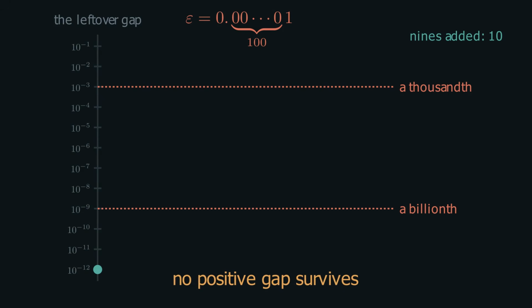Whatever gap you name, the running total eventually gets nearer to 1 than that. There is no positive distance that the 9s fail to beat. And there's the secret, sitting in the open.